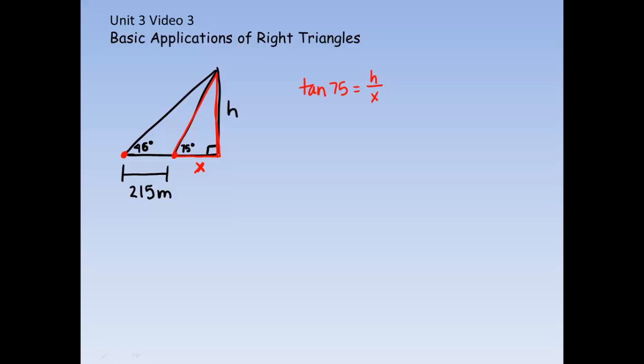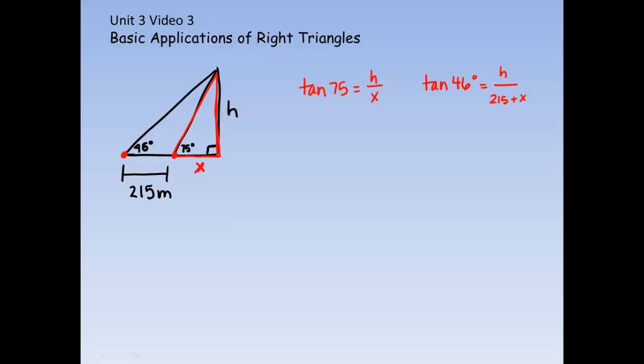Now I'm going to use the large triangle and I'm going to write another tangent expression, and that one is going to be the tangent of 46 degrees equals h over, and my base is 215 plus x. So that's my adjacent on this one. What they both have in common is they both have h. Yes, they both use x, but independently they both use h really nicely.